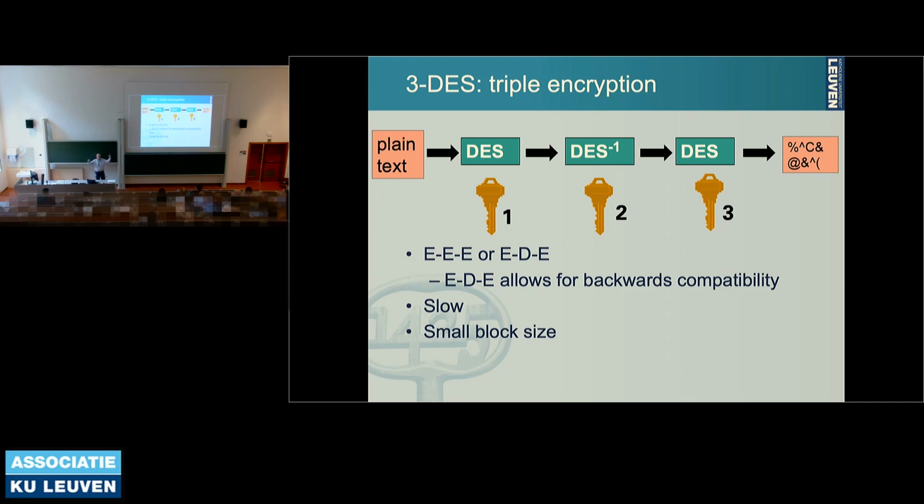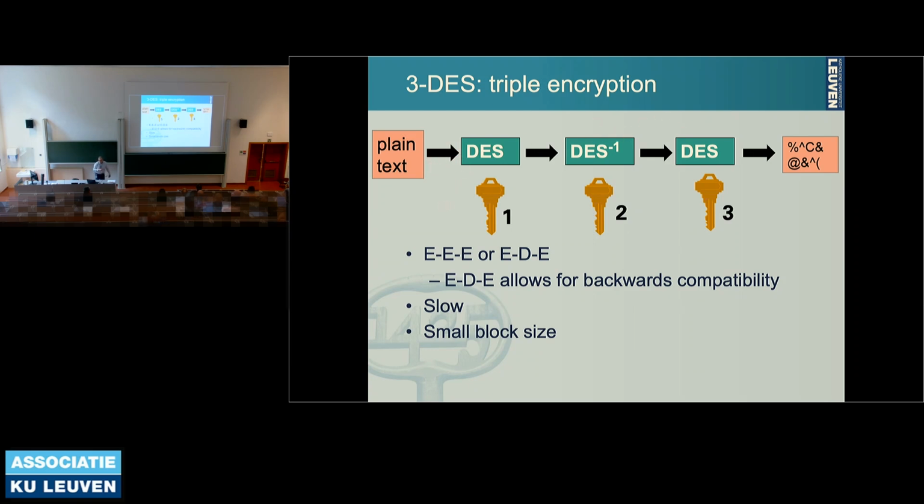If you have a large installed base, you can update the hardware piece by piece, and only when everything has been updated, you start to encrypt with 2 different keys here. The big disadvantage of this construction is that it's slower. It's 3 times slower than DES, and also the block size remains 64 bits.